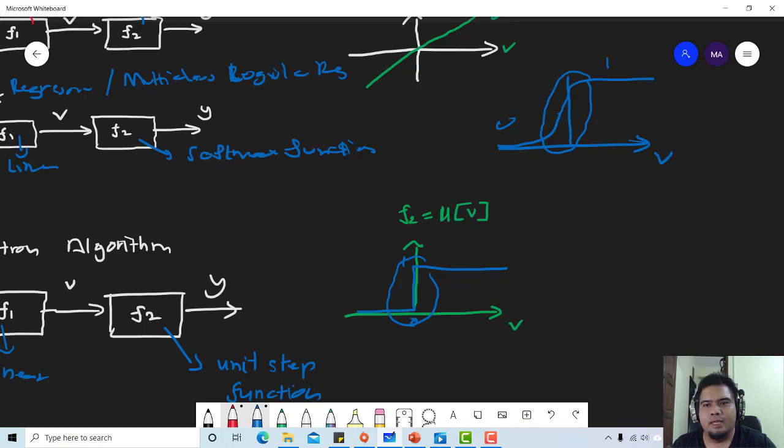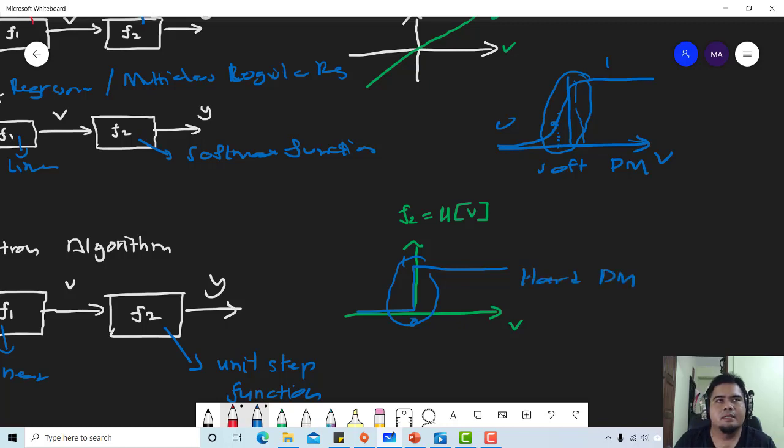At this transition, if your v is at this position, then you can say that the decision is more heavy towards 0. If the v over here is at this side, you can say that your decision is more heavy to 1. It's not 1, it's more heavy to 1. So it's a kind of soft decision making. This one is hard decision making.